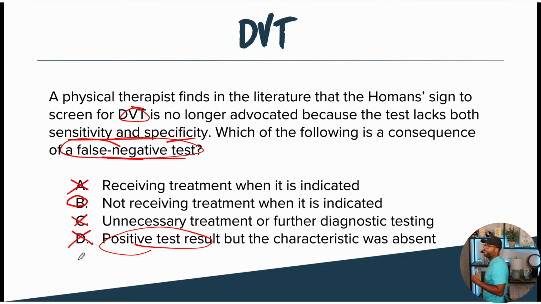That leaves me with my final answer of B as in boy, not receiving treatment when it is indicated. Congratulations to those of you who got this one correct. Not an easy one. This is worth 600 points right here. So if you got both, the question before this about BPPV and this DVT question, you got 1,000 points.